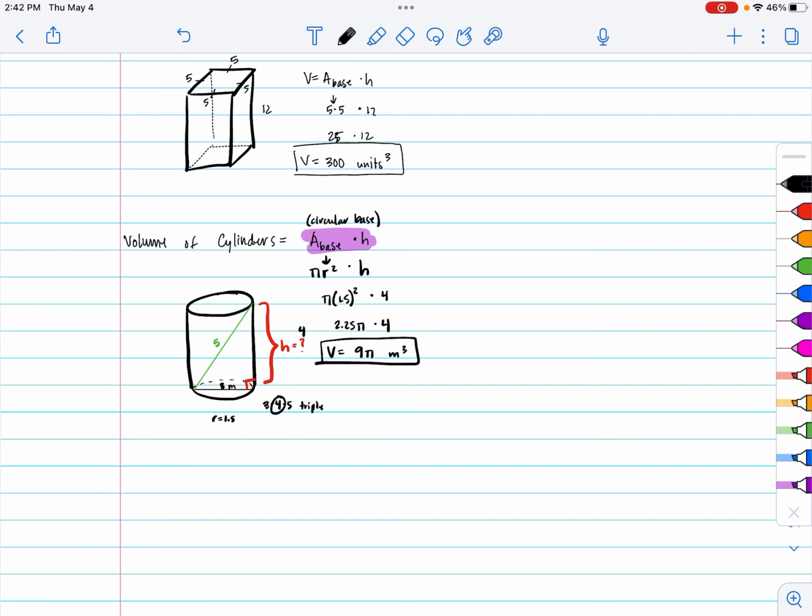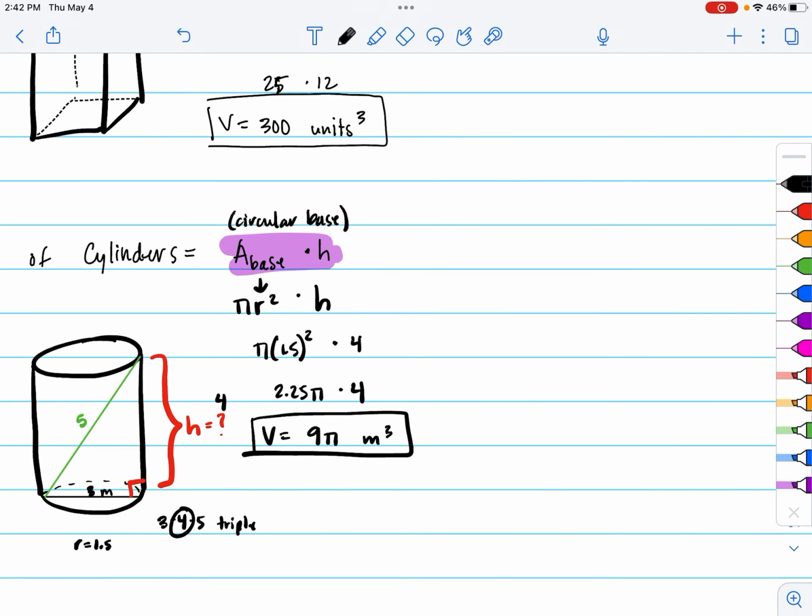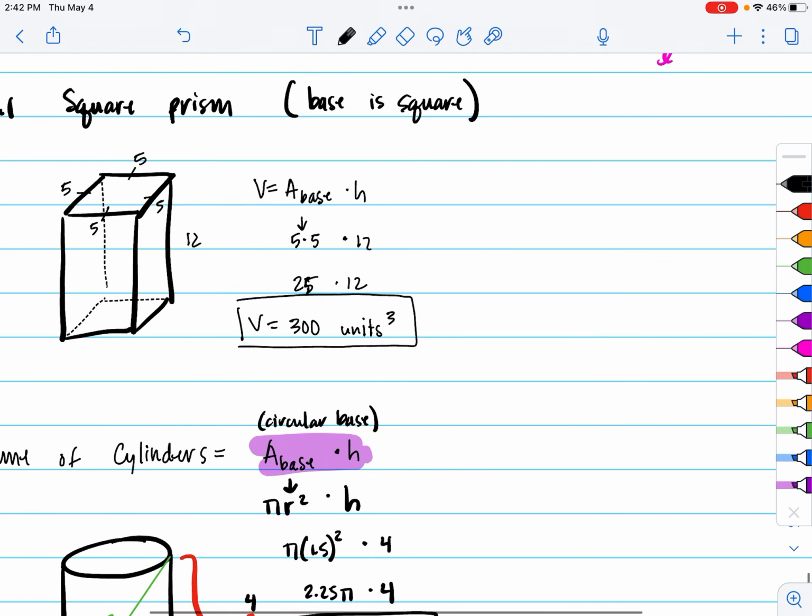So, if you want to rewrite this equation as pi r squared times the height, you're more than welcome to. I personally would just keep this as our general understanding, area of the base times the height, to solve for the volume of any prism or cylinder.